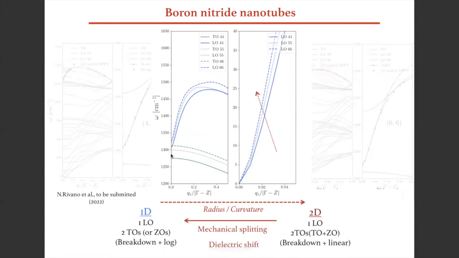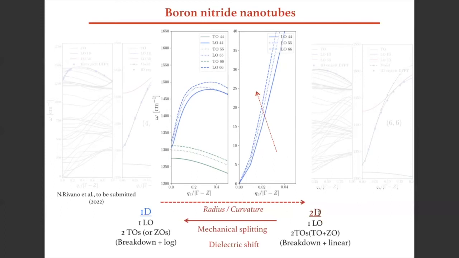As far as the dielectric shift is concerned instead, we can see, even if the effect is not dramatic, a progressive linearization of the logarithmic branch of the LO mode, corresponding to the fact that we are slowly tending asymptotically to the 2D case.